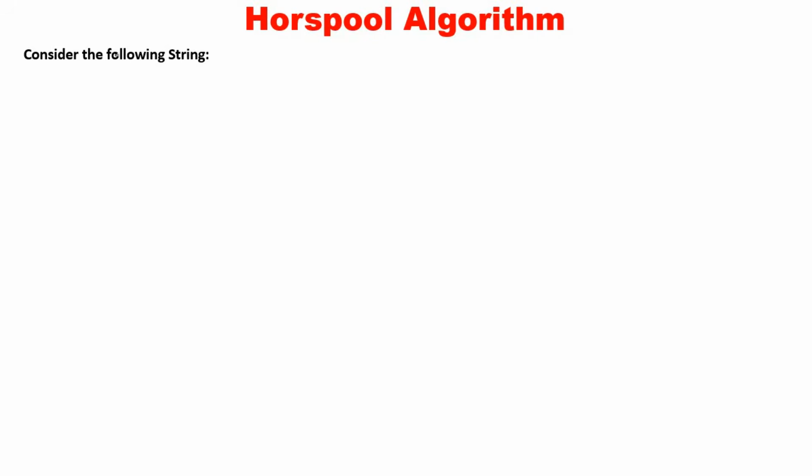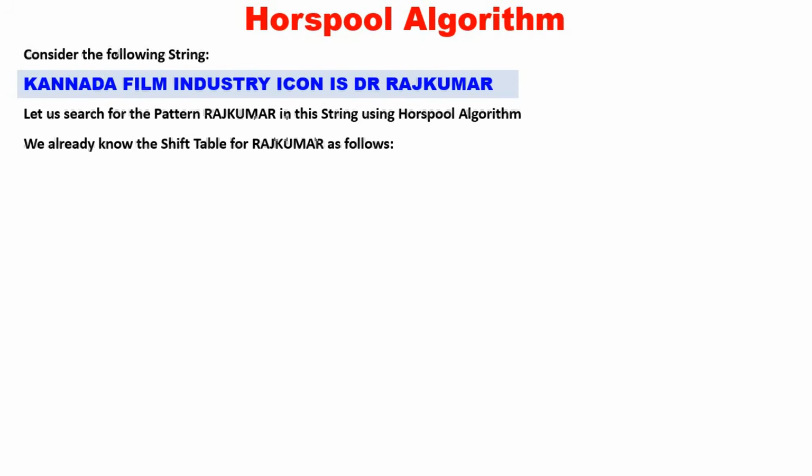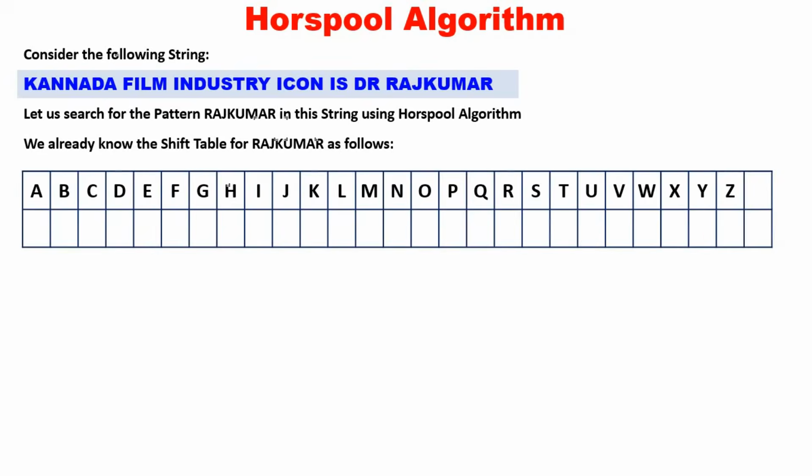Consider the following string. Kannada film industry icon is Dr. Rajkumar. I am a big fan of Dr. Rajkumar, superstar of Kannada film industry. People with lots of love and respect call him as Annavru in Karnataka. Let us search this pattern Rajkumar in this string using Horspool algorithm. We already know the shift table for Rajkumar. In the previous slides, we have already constructed the shift table for Rajkumar, and the shift table is as follows.